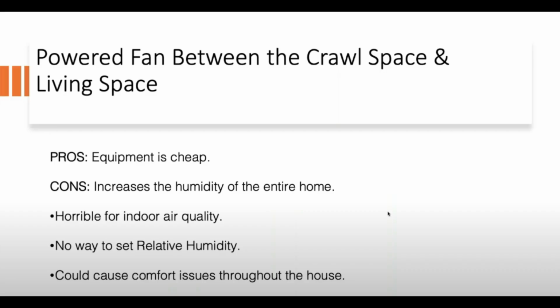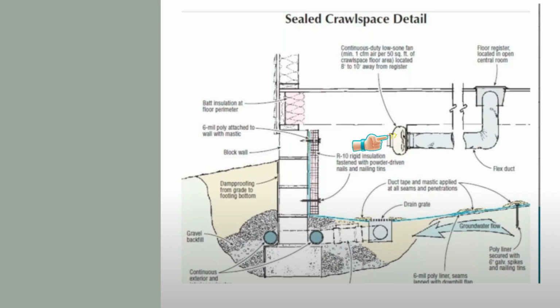Let's talk about a fan between the crawl space and the living space. This is another strategy someone might use that may or may not meet code. This is just sharing the air between the living space and the crawl space to condition it. This is once again being used to try and control the relative humidity. Here's another illustration of what that might look like. If you see a powered fan like this, it's not for radon, even though it looks like it. It's just to bring in air from the living space.